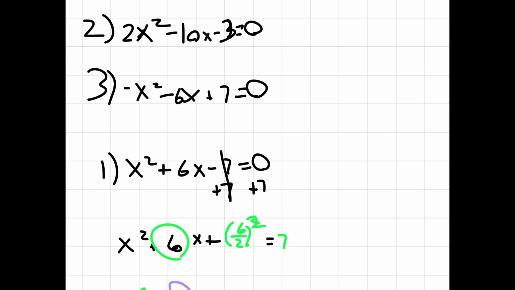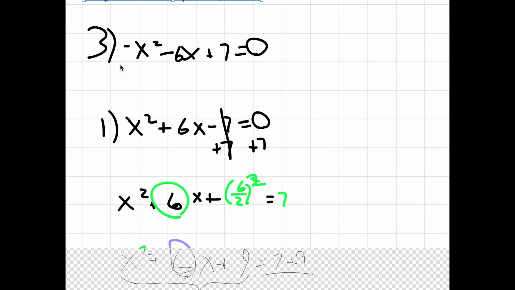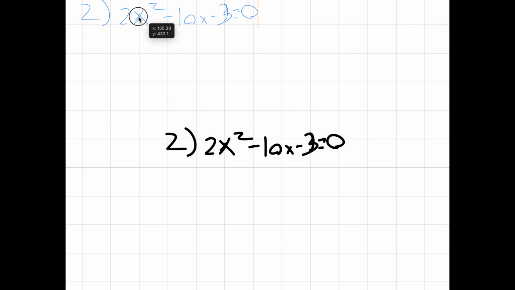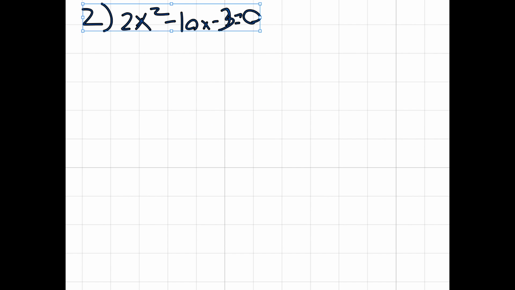Now we're going to do the second problem. Let's take the second problem and scroll down there, and put that up there. Okay, so let's solve this equation. Now, this time there is a 2x² instead of x².